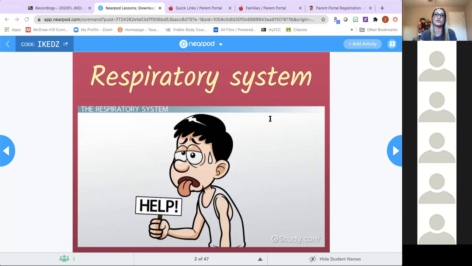As air passes through the structures of the respiratory system, two other things are going to happen, which are not really associated with gas exchange. This is going to be detection of odors in the olfactory region of your nasal cavity, and also production of sound as the air passes through the larynx and vibrates the vocal cords.